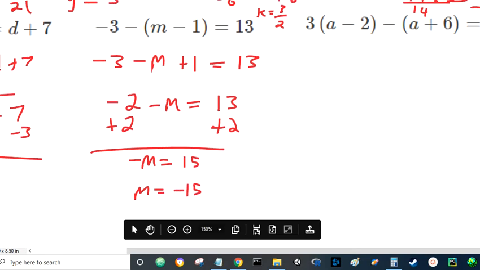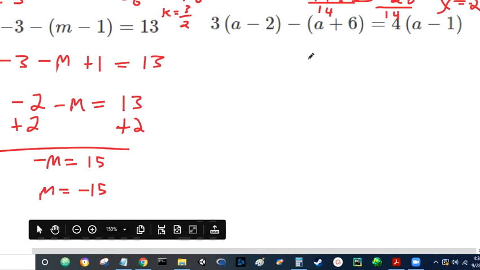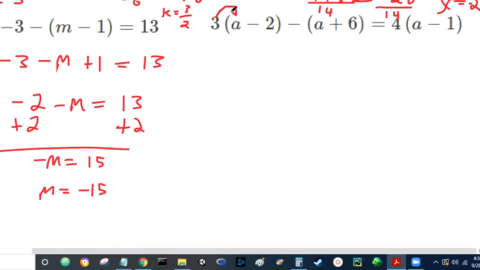This final one is a bit of a doozy. There's a number in front of a parentheses, so we're going to multiply. 3 times a makes 3a. 3 times 2 makes 6. And there's our minus sign in front of a parentheses. We just saw how to handle that. And then 4 times a makes 4a. 4 times negative 1 makes negative 4 here. And so these are already on the same side.